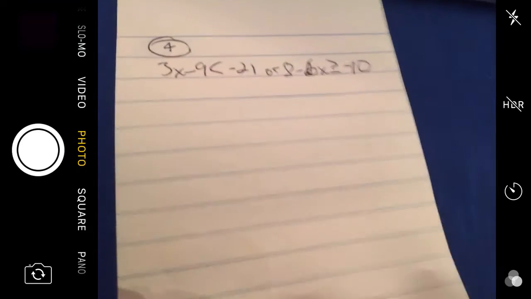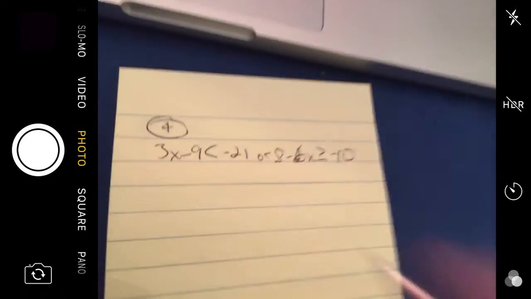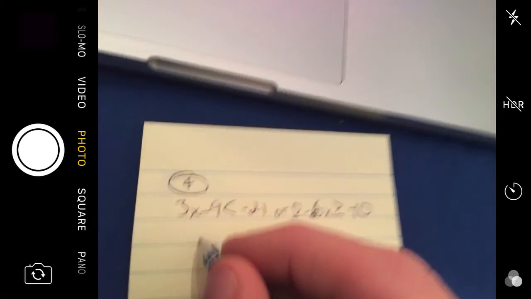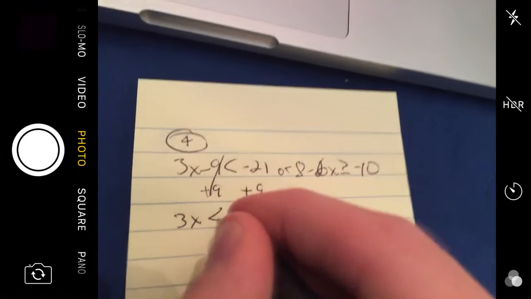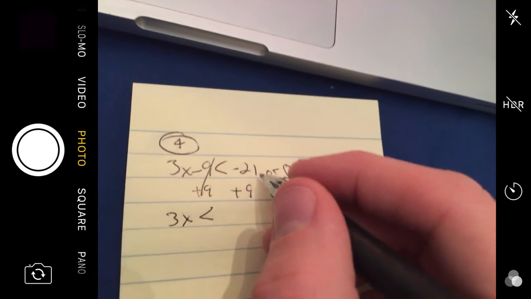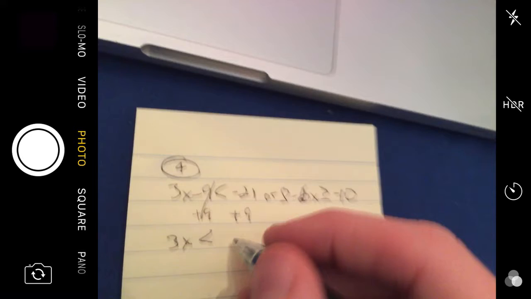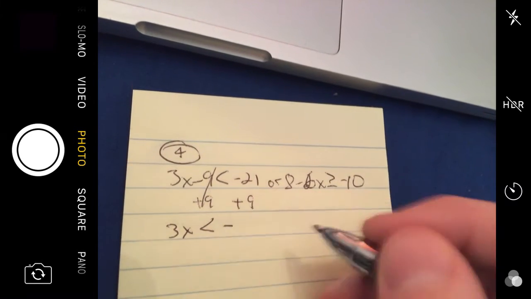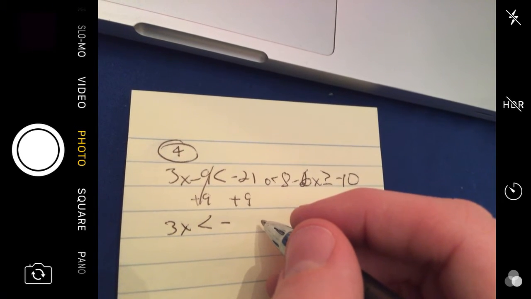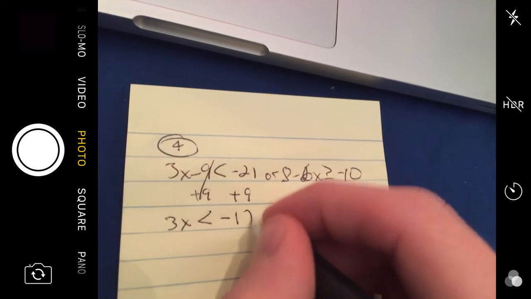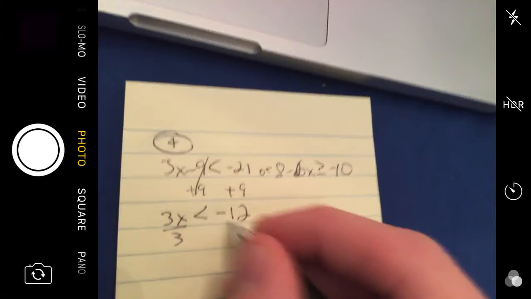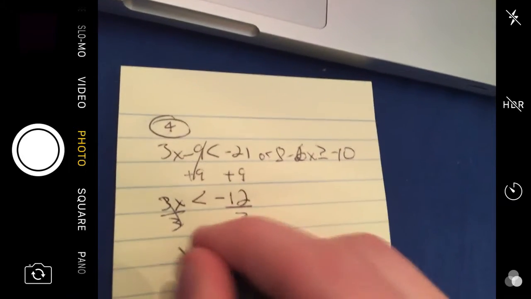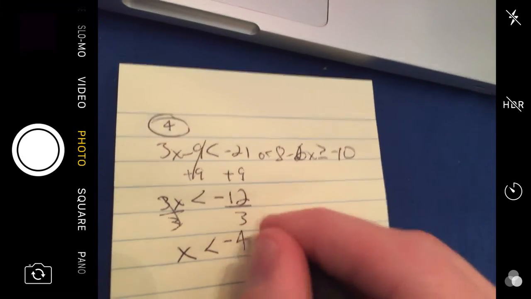So I'm just going to solve these two separately. This is a compound inequality. Just going to solve them separately, put my answer together on one number line. So over here, just get the x by itself. Let's add 9, add 9. So 3x is less than negative 21 plus 9, negative 12, right? Right, 12 plus 9 is 21, good deal. Divide by 3, x is less than negative 4.